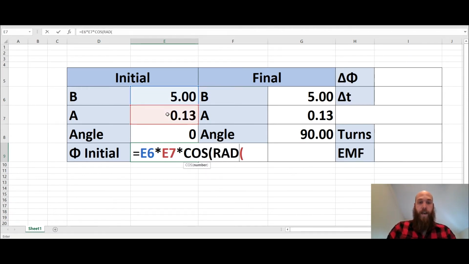And we have to remember that Excel doesn't work with degrees very well, so I'm going to change that degree into radians just so that it can calculate it. And so this is our initial flux, about 0.63.